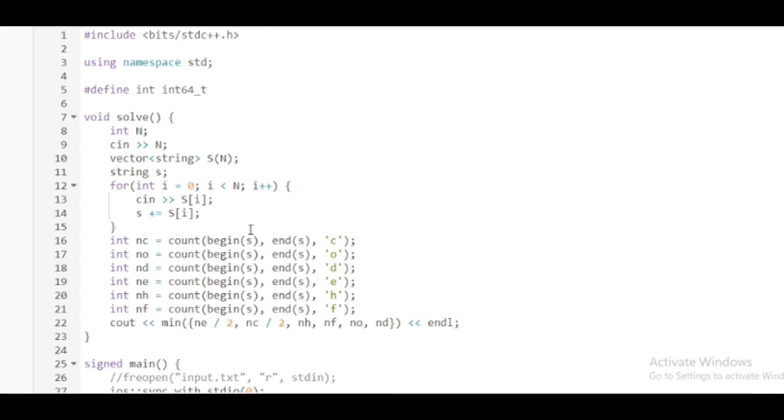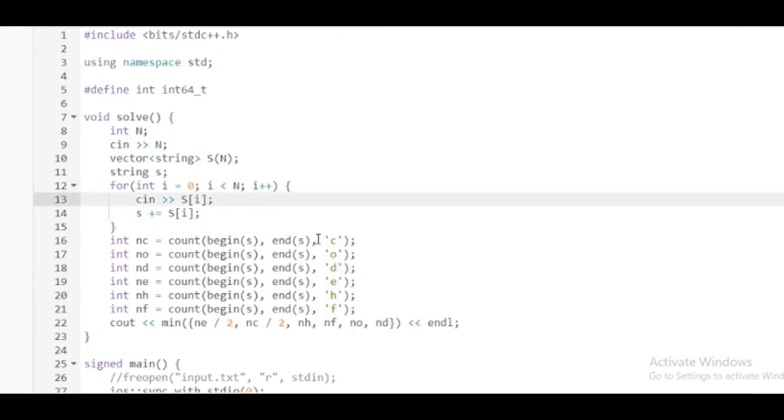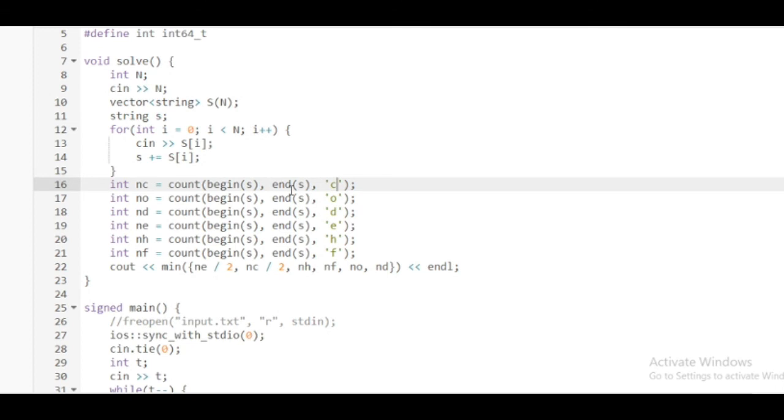Okay, now count from the beginning of s to the end of s. s is actually a collection of every string, making one large string. So count from the beginning to the end how many times the character c came. Similarly with all the others, count how many times o comes, d, e, h, and f. After this, from beginning to end, this is the way to find it. Okay, so the output will be the minimum.